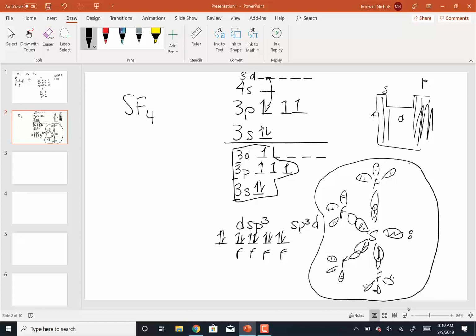Which leads us then to, why do elements in row 3 or lower, why are they the only ones that can form expanded octets? Because they're the only ones that have the 3D orbital, or the 4D. There is no 2D, or else we could have an expanded octet for carbon and oxygen. But row 3 now has access to the 3Ds.